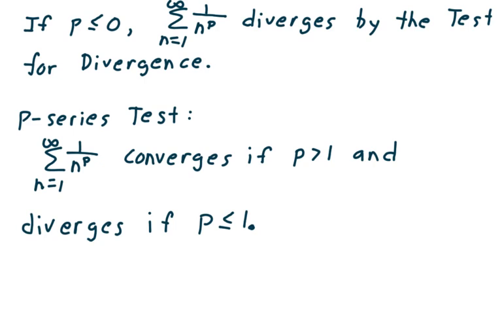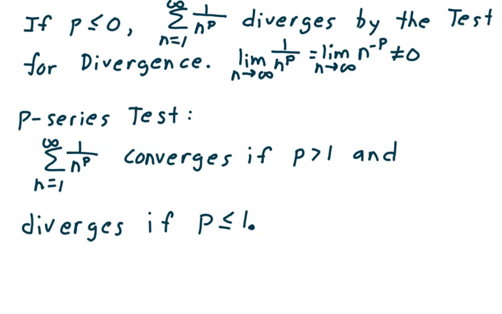Does that make sense? So if you notice, the limit as n goes to infinity of 1 over n to the p is the limit as n goes to infinity of n to the negative p, right? And this doesn't equal 0 if p is less than or equal to 0. Because if p is less than or equal to 0, negative p is greater than or equal to 0. So that's not 0. And if that's not 0, that series will diverge by the test for divergence.